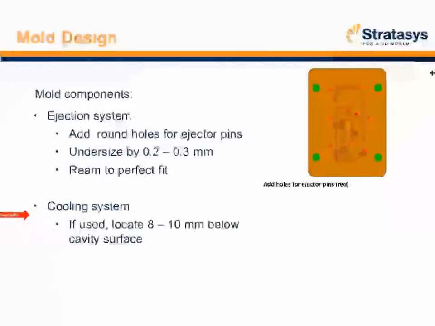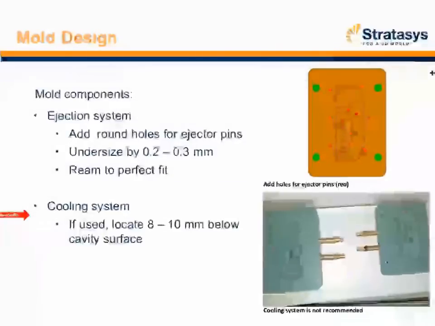The cooling cycle, if used, locate it about 8 to 10 millimeters below the cavity surface. If you are going to use cooling channels, one point to mention is that cooling channels work with the printed tools, but are much less efficient in cooling a plastic mold, in this case a thermoset mold, than cooling a steel mold. So in terms of your expectations, do not expect the same cooling effect as in a steel mold, but our experiments show that it helps, though it doesn't have a very big effect. So if you use it, locate the cooling channels about 8 to 10 millimeters below the cavity surface.